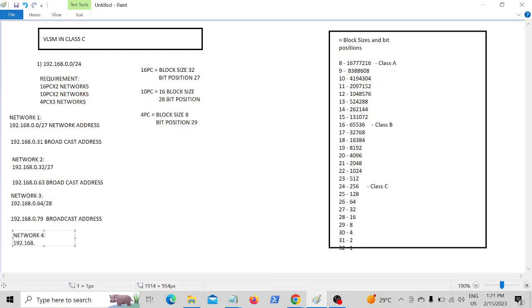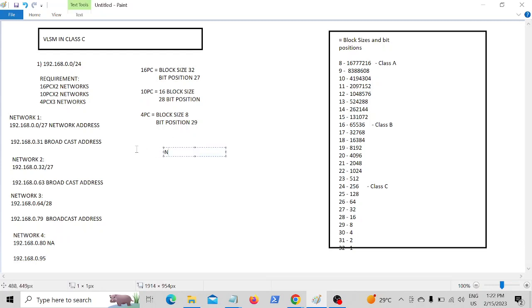192.168.0.80, right? 0.80. So this will be the network address. Again, the broadcast address will be 192.168.0.95. Right.